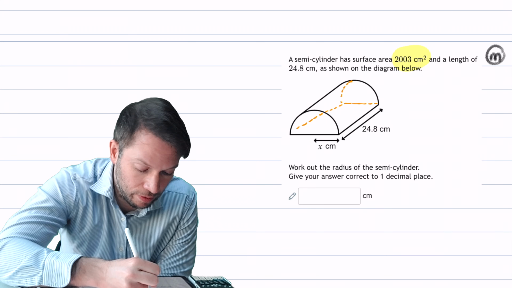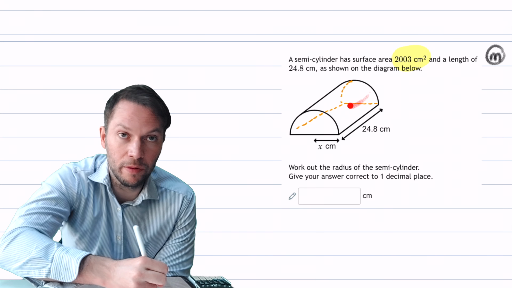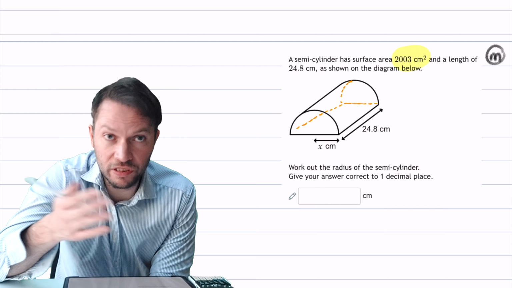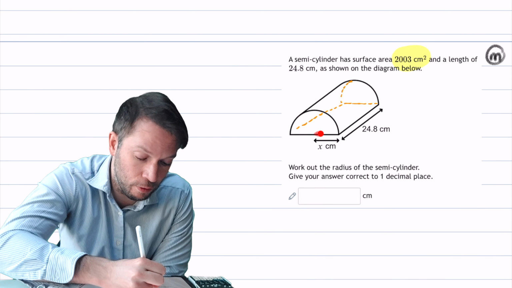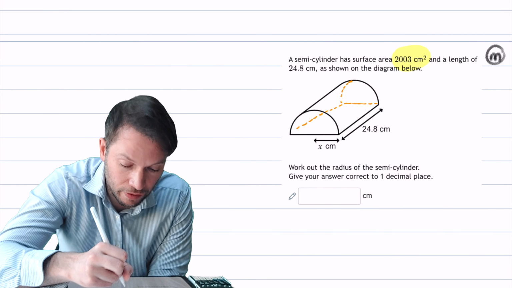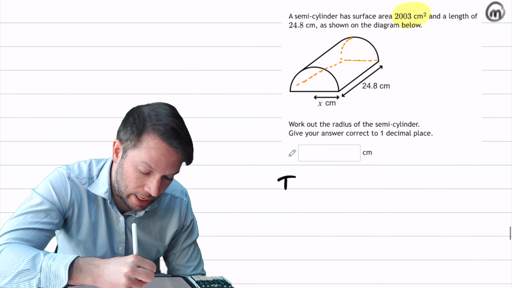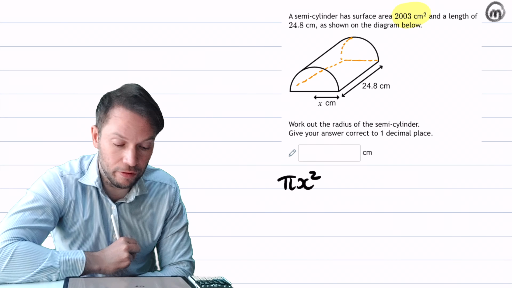Now, firstly, we've got a half circle at the front and a half circle at the back. The total of two half circles is just a full circle. And we've got a full circle with radius x. So therefore, we're going to have pi x squared as the area of a full circle.